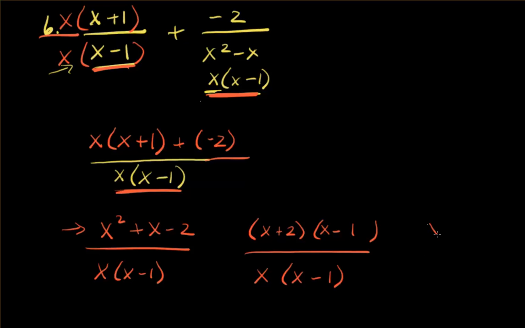Before I start simplifying, I'm going to go ahead and take my restriction. X cannot be 0 and 1. Let's go ahead and simplify.